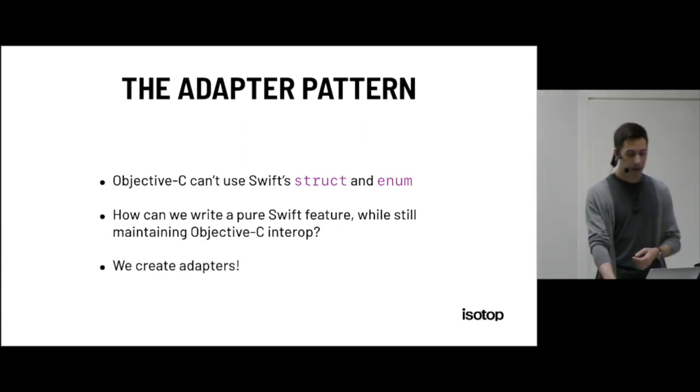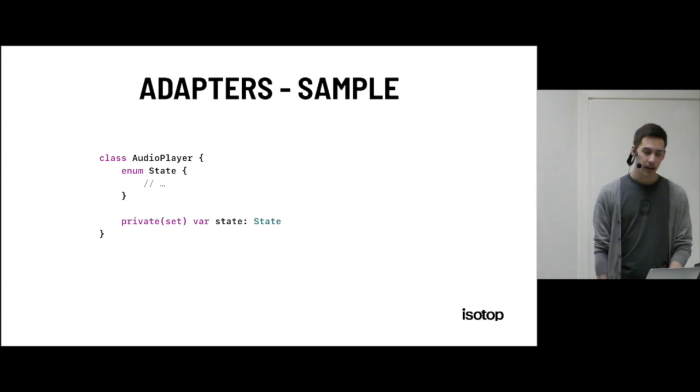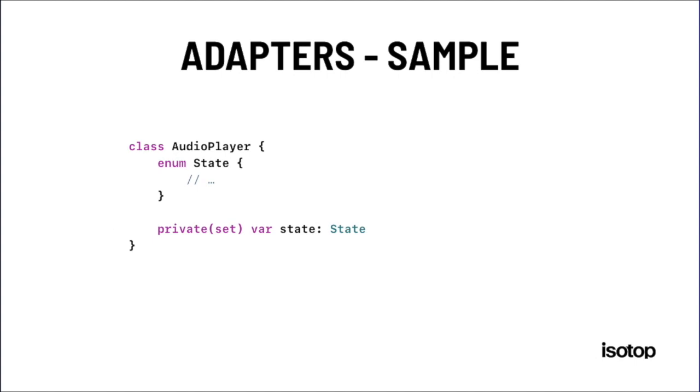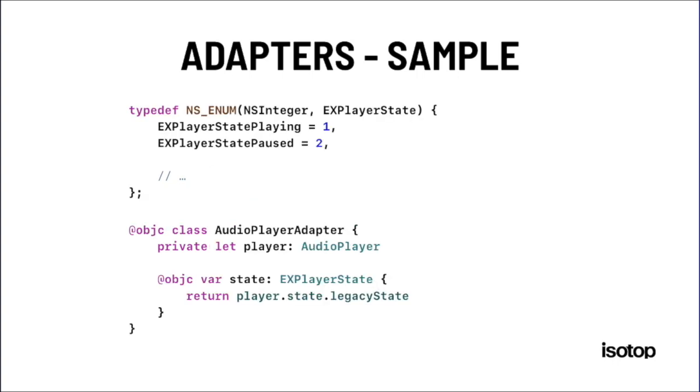And the answer is that we create adapters. So here I've defined a really simple class. It's an audio player that has a nested state enum. And this can't be used from Objective-C as is. But to enable Objective-C code to use this, all I have to do is this. Here, I've defined an NSEnum that Objective-C can see and use. And also, I've defined an audio player adapter class that wraps around the pure Swift player and maps its attributes and abilities to Objective-C compatible properties.